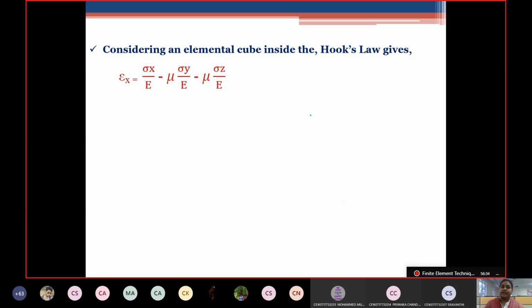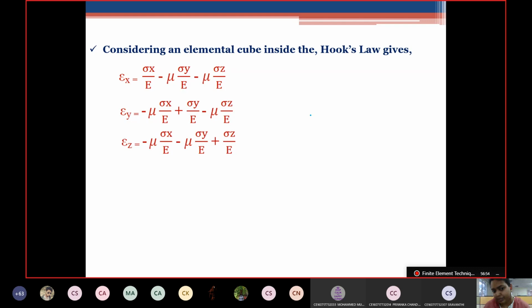Now, in this way, please write down the equations for strain in y direction and strain in z direction, please. Normal strains. You'll reach this point if you understood what I said. In the direction of the normal strain considered, minus mu will be multiplied with the normal stresses in the opposite directions, and a positive normal stress in the direction of consideration.